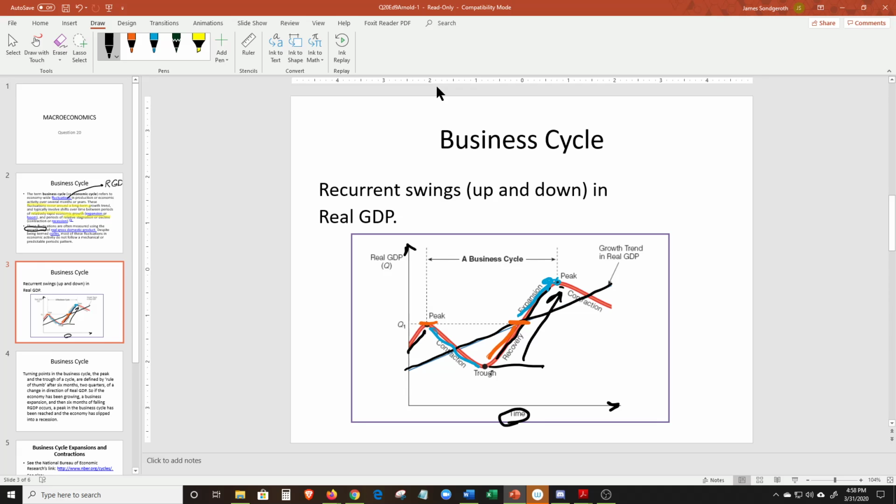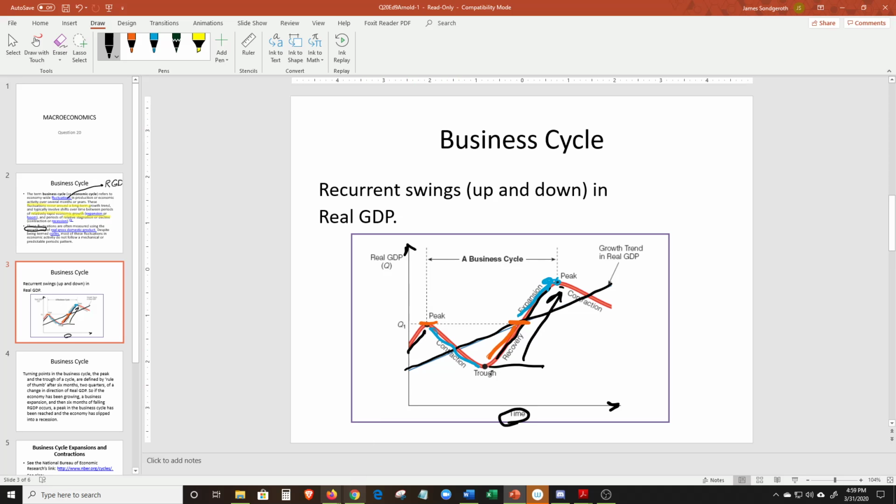And the business cycle has 5 sections. It has the peak and the trough. It has the contraction, and then it has the recovery and the expansion. So peak 1, contraction 2, trough 3, recovery 4, and expansion to the next peak 5, okay? And these fluctuations occur around a trend line in growth.